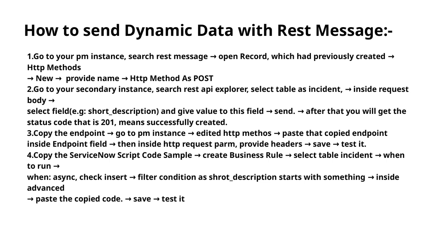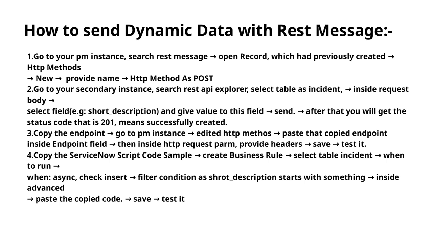Head back to your primary instance, go into your HTTP methods, and paste that endpoint into the endpoint field. Inside the HTTP request parameters, you'll need to add headers, make sure they're correctly configured, and then save your changes. Test the setup to ensure it's working properly.